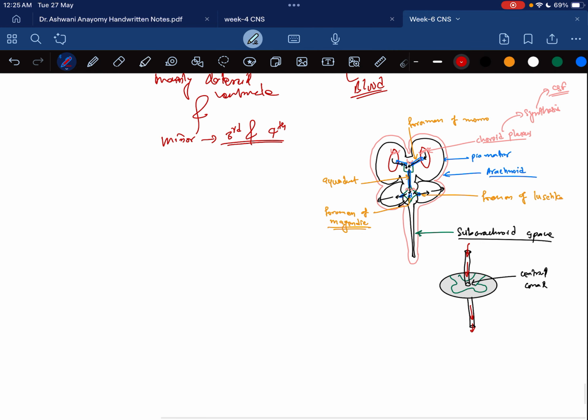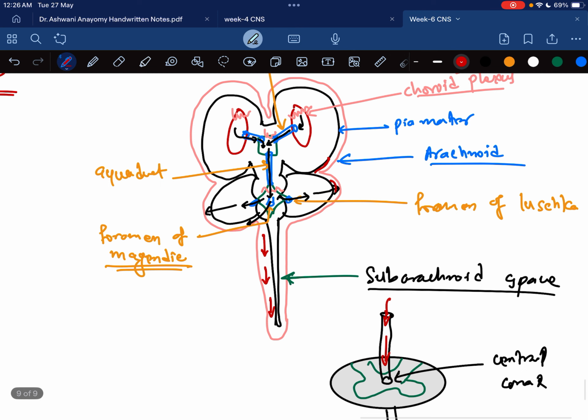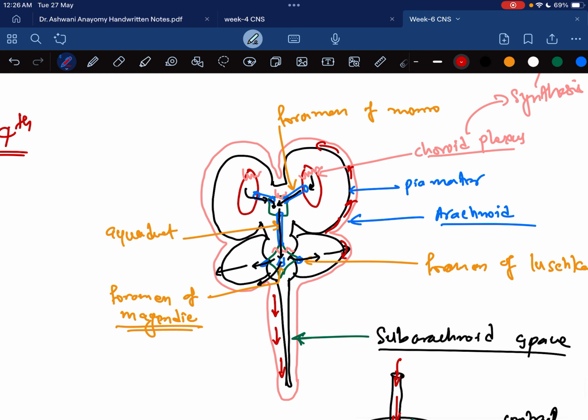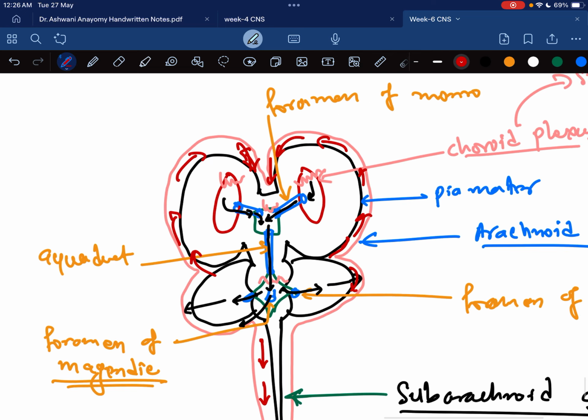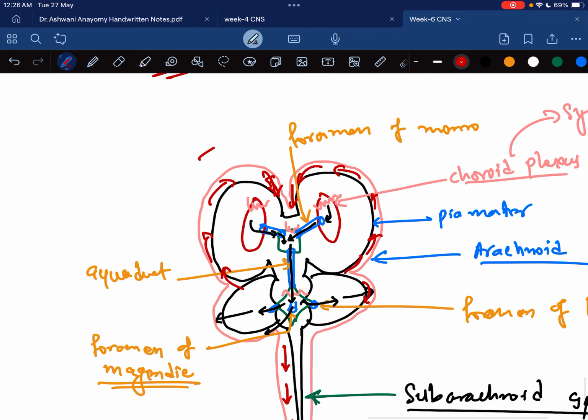So moving on, when it comes into the subarachnoid space, it goes downward and upward. It circulates in this way. This is the circulation. And when you come into the cranium, we move to the drainage system. So before going to drainage, I'm going to look at the cranium.